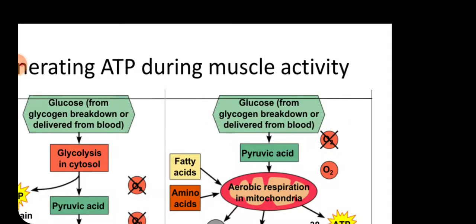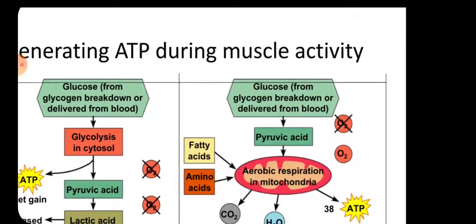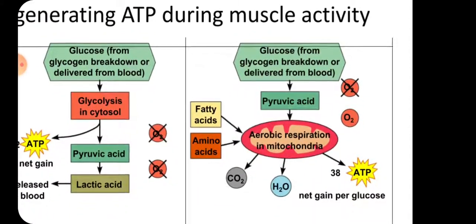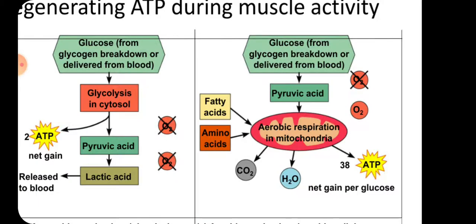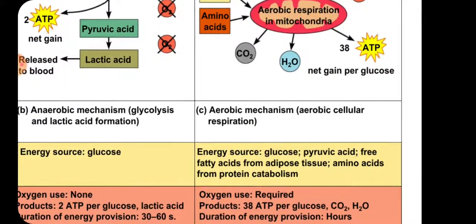In the third case, glucose from glycogen breakdown or delivered from blood is changed into pyruvic acid. Then fatty acids, amino acids, as well as pyruvic acid in the mitochondria, as shown in the diagram, with the help of aerobic respiration give out carbon dioxide, water and ATP, 38 units of ATP per glucose molecule. This reaction is an aerobic mechanism and is also called aerobic cellular respiration.